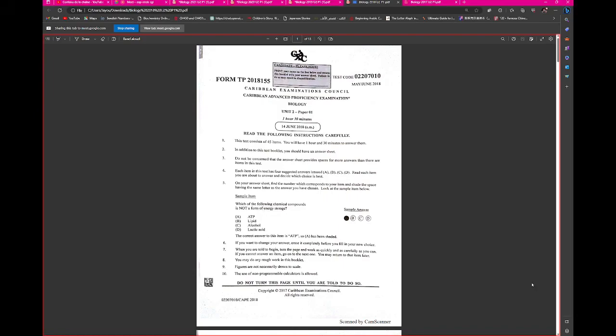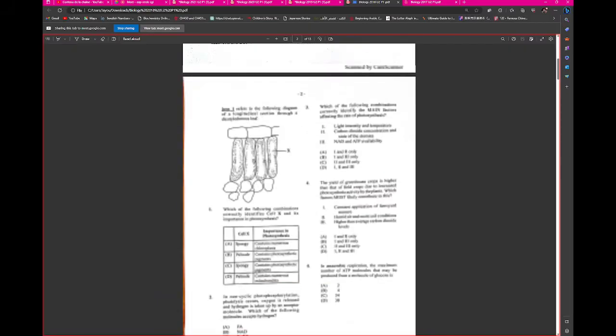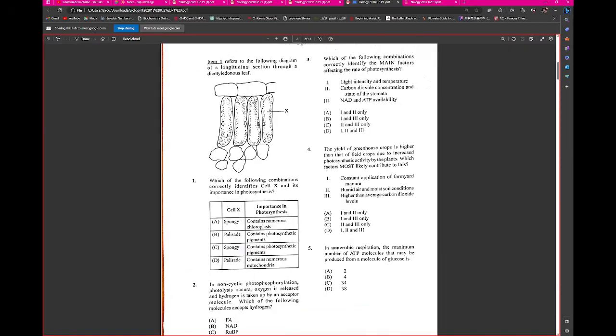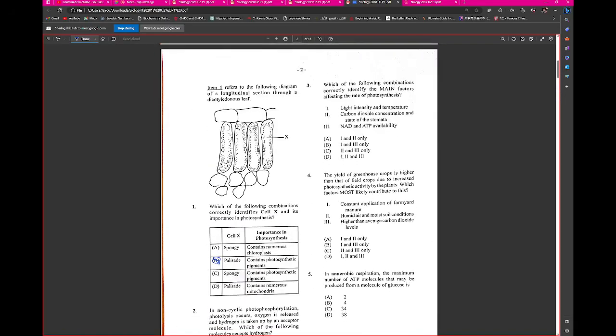So now, having a look at the 2018 paper for Biology 2 Paper 1. Right, so let's look at this. This would be palisade mesophyll, right? And they would contain the photosynthetic pigments. This is a repeat. As I said, I'm not discussing repeats. Right? This would be what? NADP, right? That's a repeat as well.